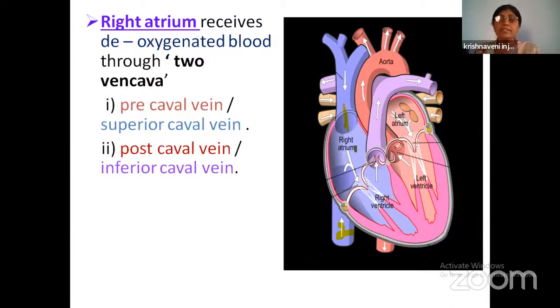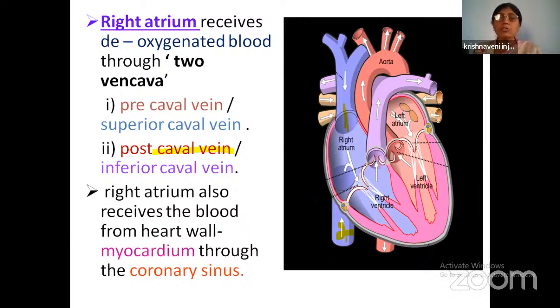And another vein is there. This is the postcaval vein or inferior caval vein. This precaval vein collects the blood from the head and neck and shoulders and limbs and forelimbs or hands, and then the thoracic part. Whereas the postcaval vein collects the blood from the abdomen and below the parts, the legs and all over parts. It collects from those parts.